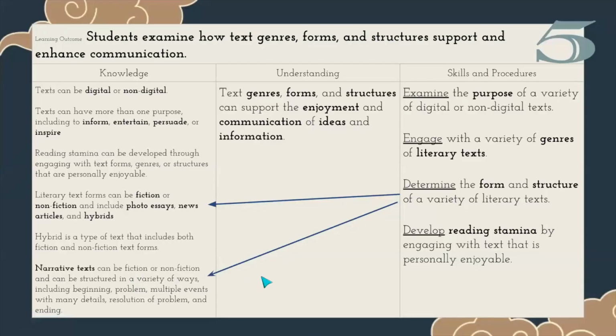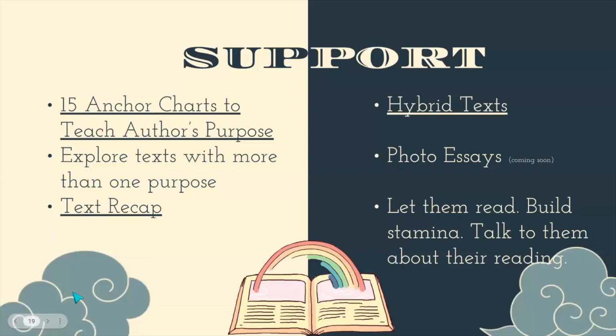So here again, we have in grade 5, the literary text forms for fiction or nonfiction include photo essays, news articles, and hybrids. There's a more detailed narrative text structure provided in grade 5. I want to point out here that grade 5 students are expected to develop their reading stamina, which means not only do we need to practice that as a group of educators, as teachers, but they also need time to be reading in your class. Again, these are linked as resources that you can check out at your leisure. Photo essays will have a resource coming soon.